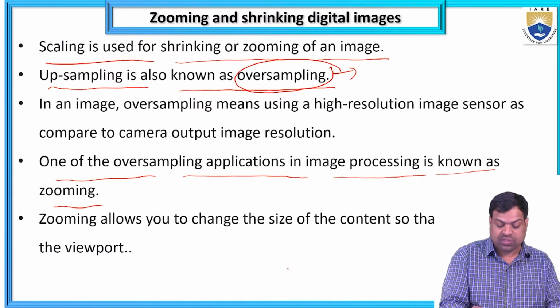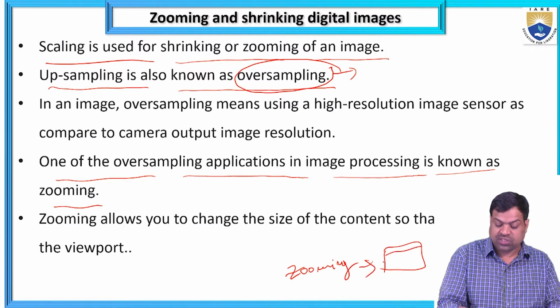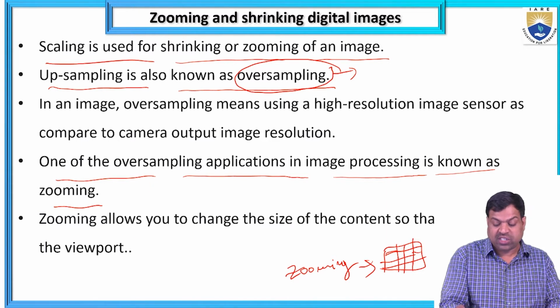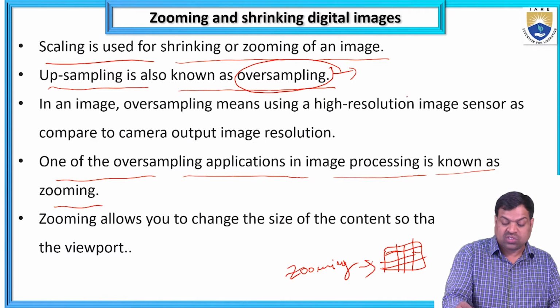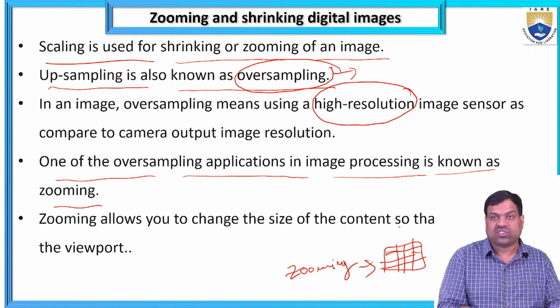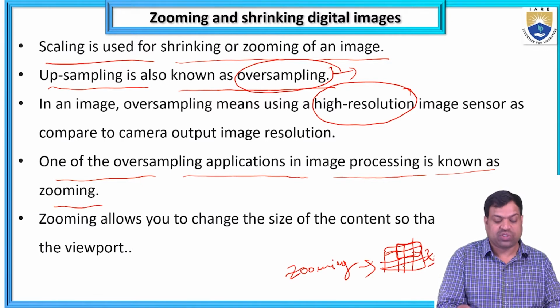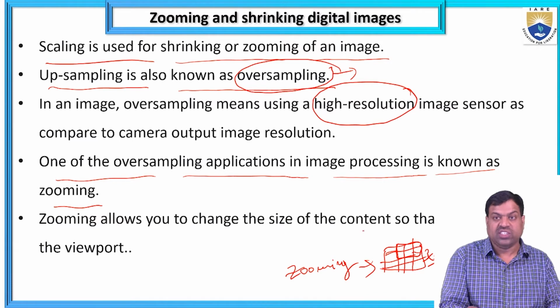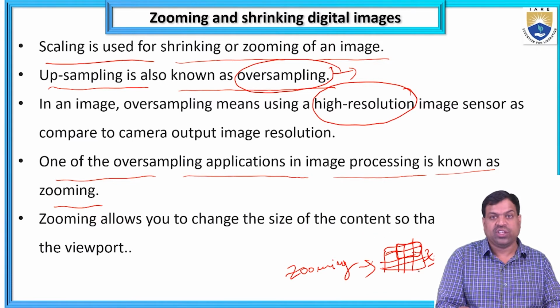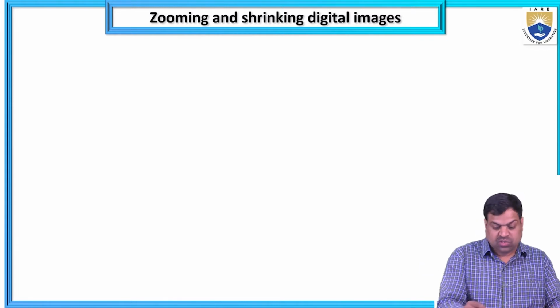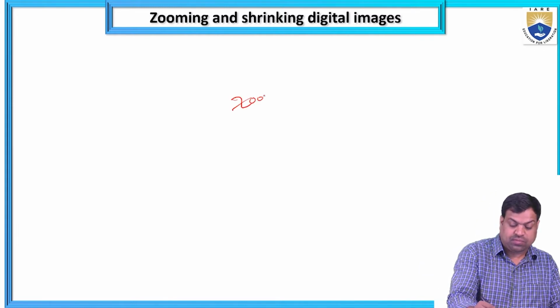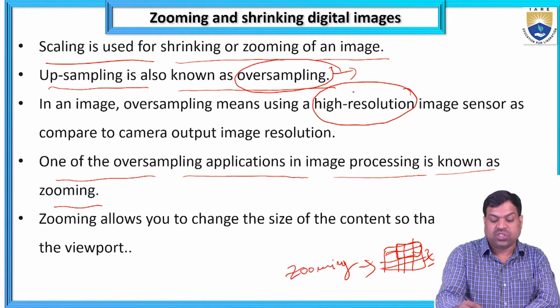When I'm applying the zooming in the image, the oversampling application in image processing is known as zooming. Zooming with oversampling means going for higher resolutions. Suppose I'm taking 3x3 with a high resolution, I'm applying the zooming for that. For zooming, you always have to change the size of the content so that it is visible in the viewpoint. Here zooming means enlarging.